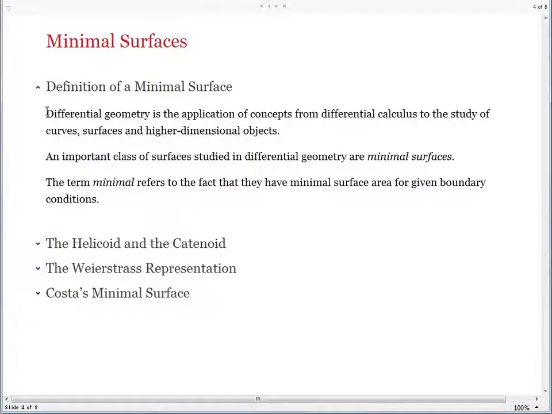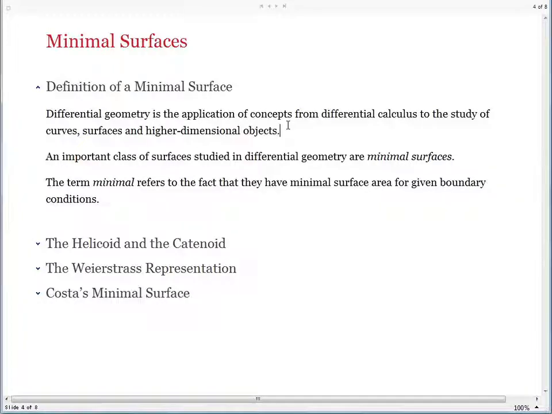So differential geometry is the application of concepts from differential calculus to the study of curves, surfaces, and higher dimensional objects. So just as the study of algebra at high school prepares one for coordinate geometry, in the same way the study of calculus at college level prepares one for the study of differential geometry.